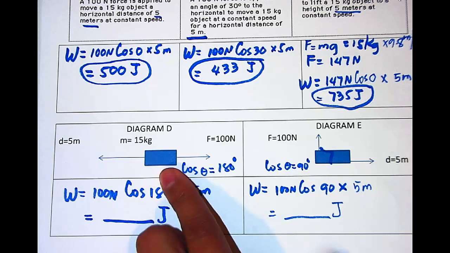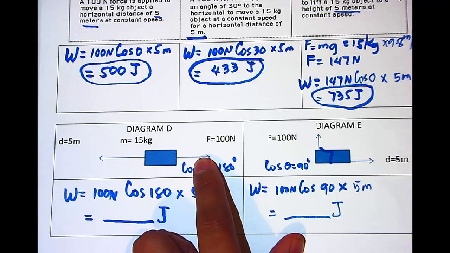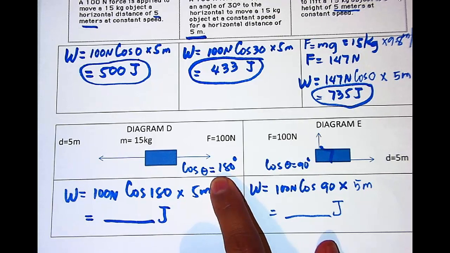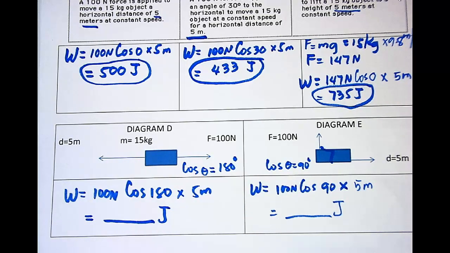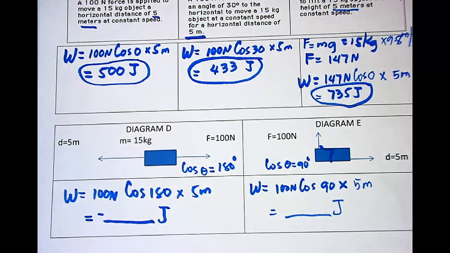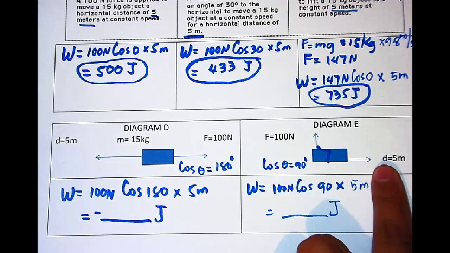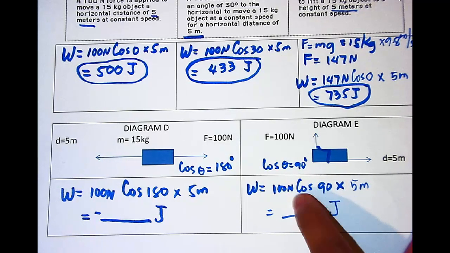For scenario D, the distance is in the opposite direction of the force, so we said that the angle there will be 180 degrees. And remember, if you plug that into your calculator, you will come up with a -1 value, so I would expect an answer here which is negative. Go ahead and plug in the values and see what your answer is. For the last example, our force is making 90 degrees to our distance. So our cosine will be of 90 degrees, and we know that that's 0. So if you plug in everything, guess what your answer is?